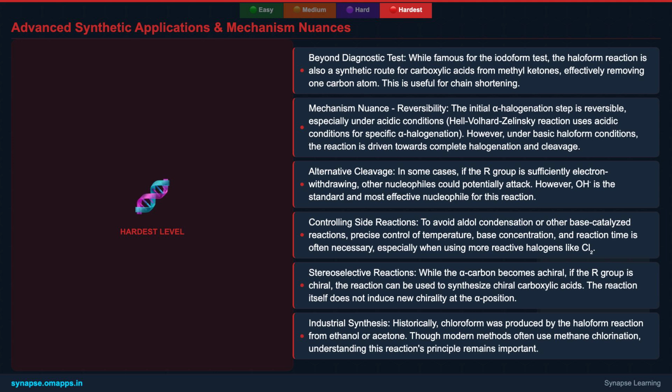Careful control of reaction conditions, such as temperature and base concentration, is essential to minimize undesirable side reactions like aldol condensations, especially when other alpha hydrogens are present. Although the alpha carbon becomes achiral, the reaction can be applied to synthesize chiral carboxylic acids if the R group already possesses chirality, without affecting that existing stereochemistry. Historically, this reaction was significant for industrial production of chloroform, showcasing its practical engineering relevance.